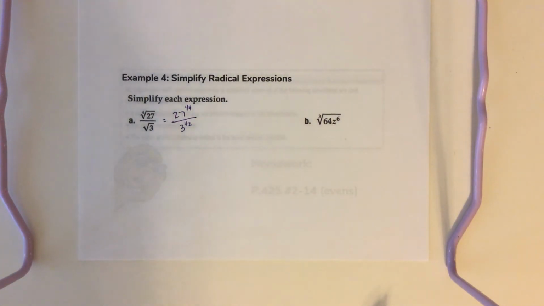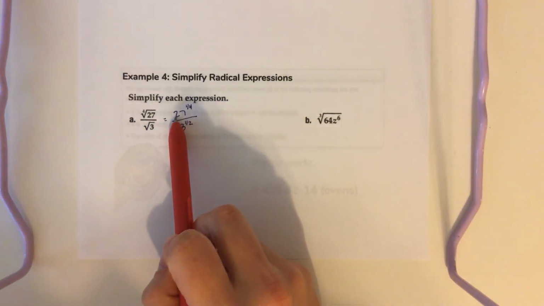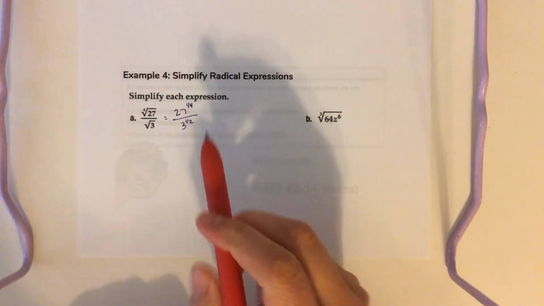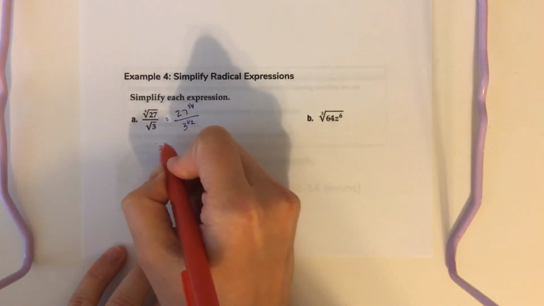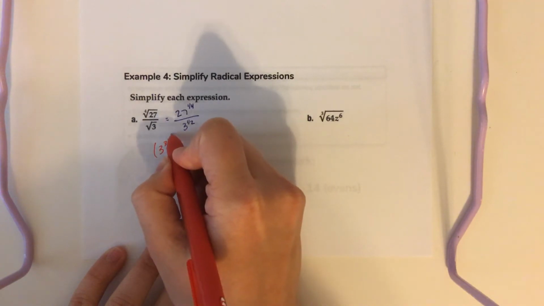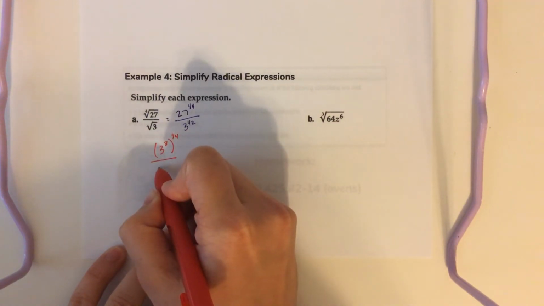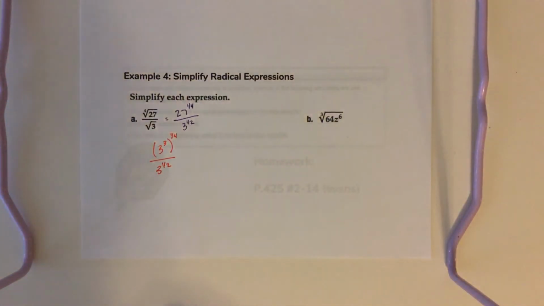And I'm looking at the 27. I've got to think to myself, okay, is 27 a perfect root? I know it's not a perfect square, but 27 is 3 cubed. So I'm going to break this down more. Well, 27 is 3 cubed to the 1/4 power, still over 3 to the 1/2 power.